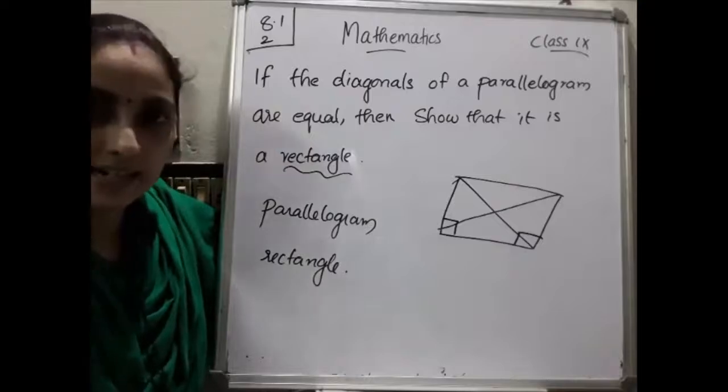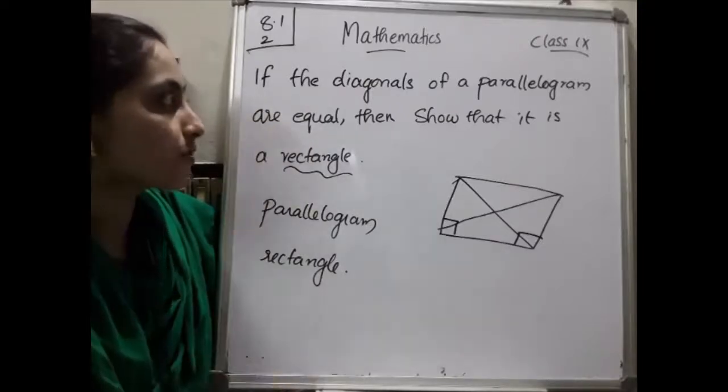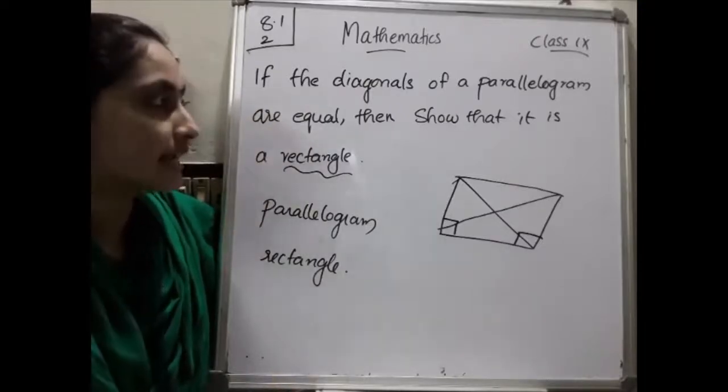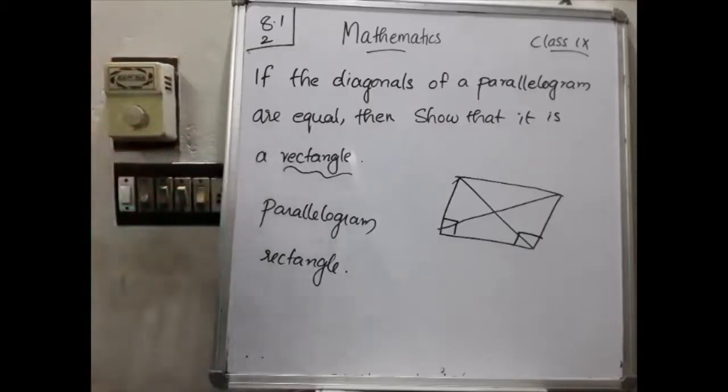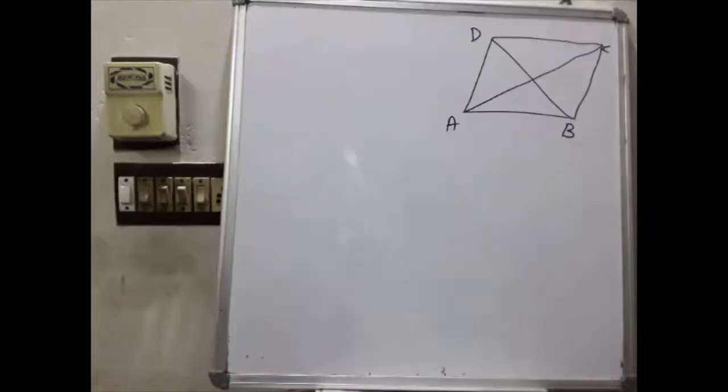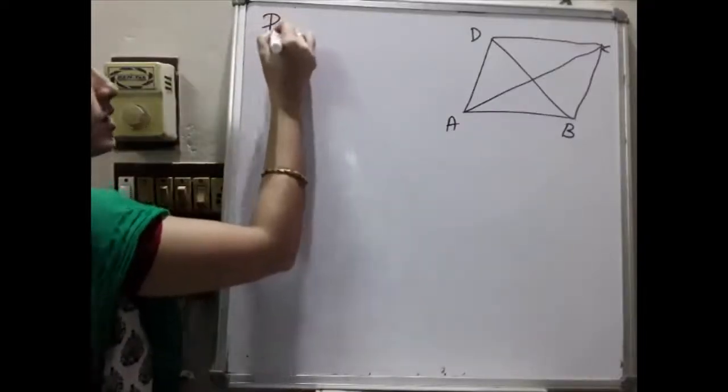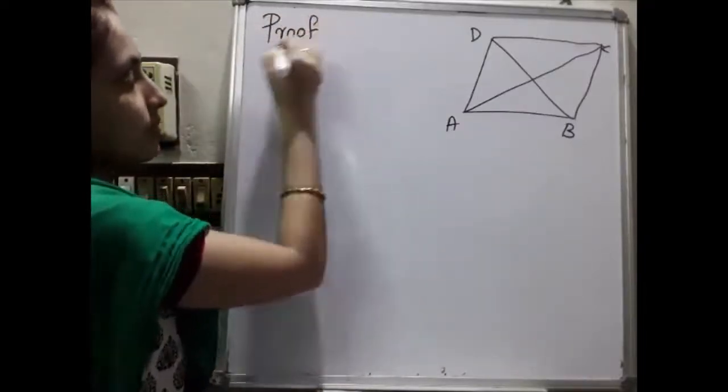Exercise 8.1, second question. If the diagonals of a parallelogram are equal, then show that it is a rectangle. I will give the proof. So please write down the question first. If the diagonals of a parallelogram are equal, then show that it is a rectangle. Okay, so we want to prove. First listen here please, then you can write the proof.